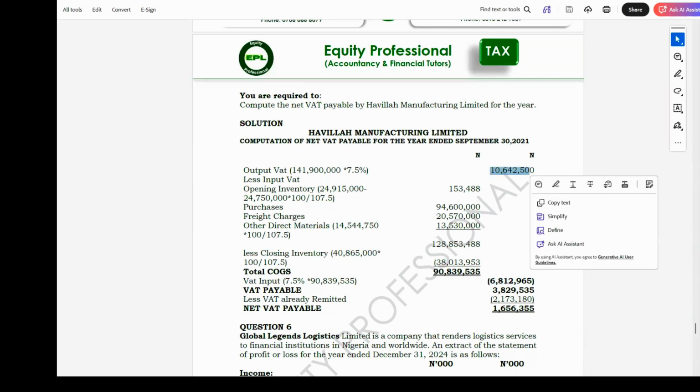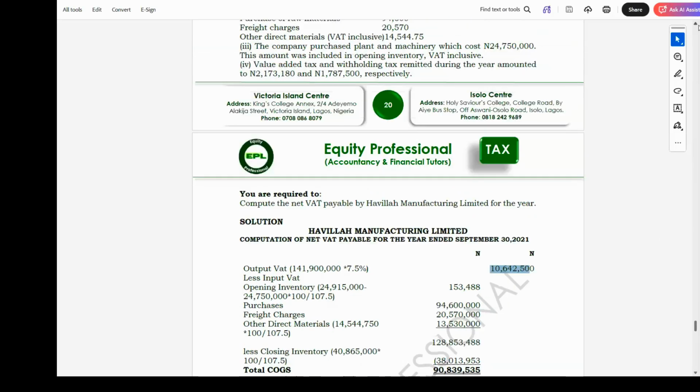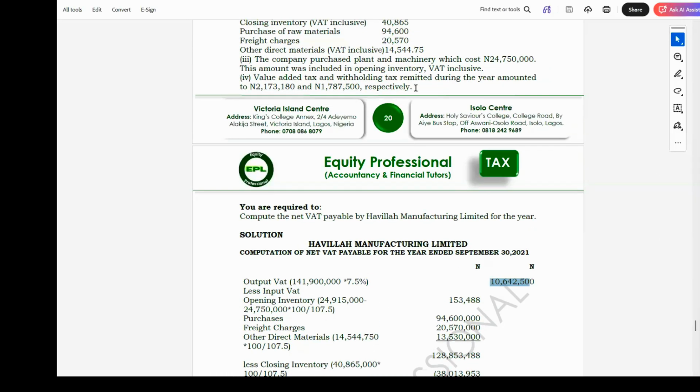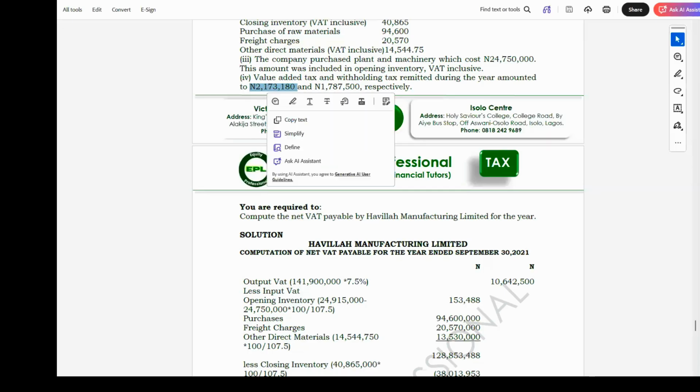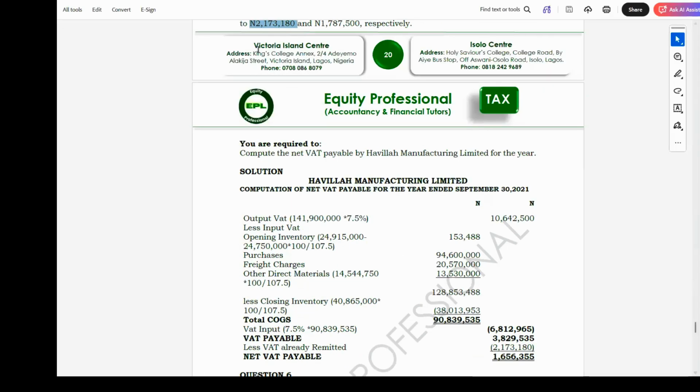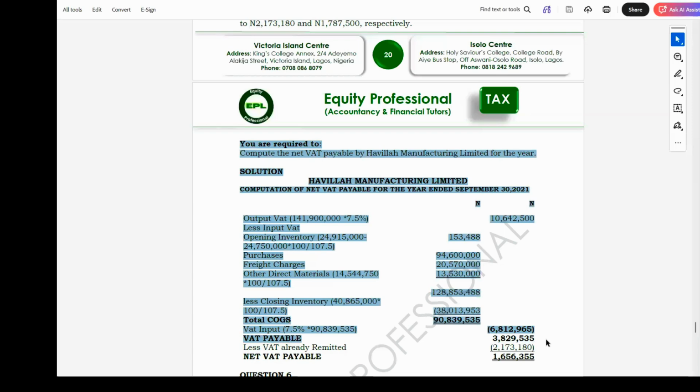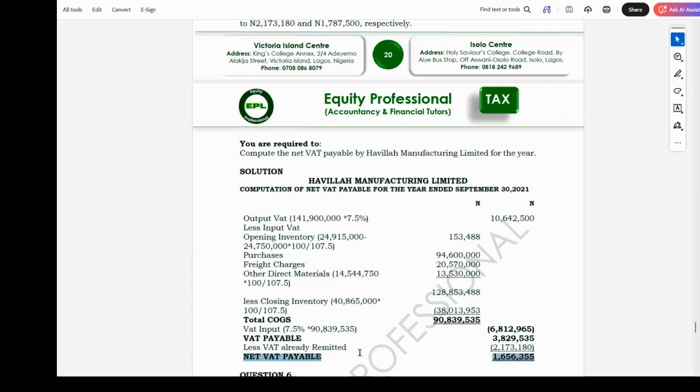When you now look at the difference between your input VAT and your output VAT, that will give us the VAT payable. From the question, we are told that value added tax and withholding tax remitted during the year amounted to this. We are only concerned about value added tax in this question. You minus what has been remitted, which is 2,173,180, from what they are supposed to pay. The amount will now give us the net VAT payable. Because they have paid a certain amount earlier, the balance will be payable to the relevant tax authority. So that is how to calculate value added tax when inventory is involved.